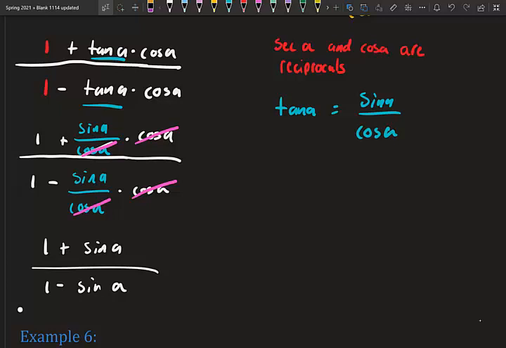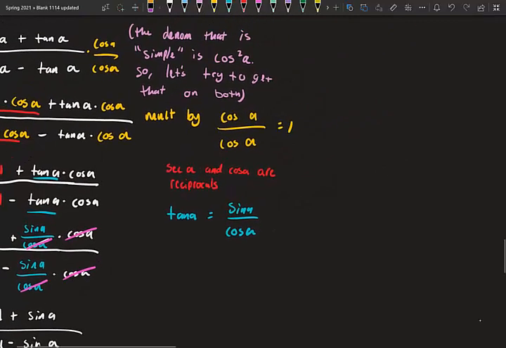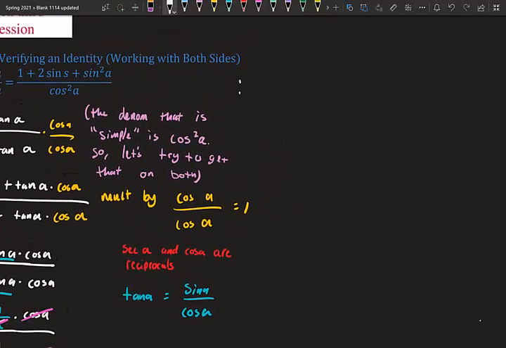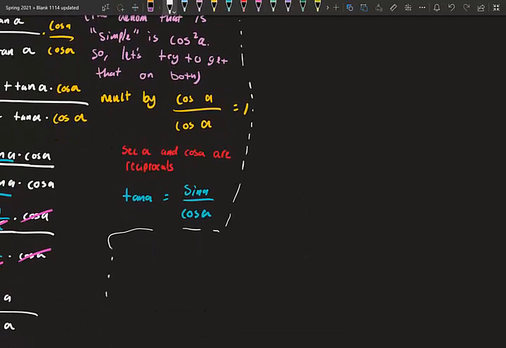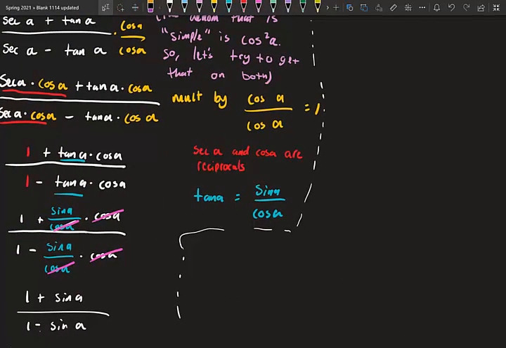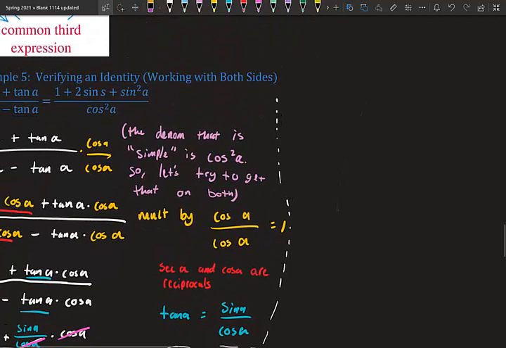How do you know if you're done? When you can't simplify anymore. I cannot switch sine A because it's attached to the 1. Why would I do 1 plus the reciprocal? It doesn't make sense to do that. So we leave it here and see what we can do to the right side. Now that we have something simplified on the left, let's see if we can get our right side to equal 1 plus sine A over 1 minus sine A.